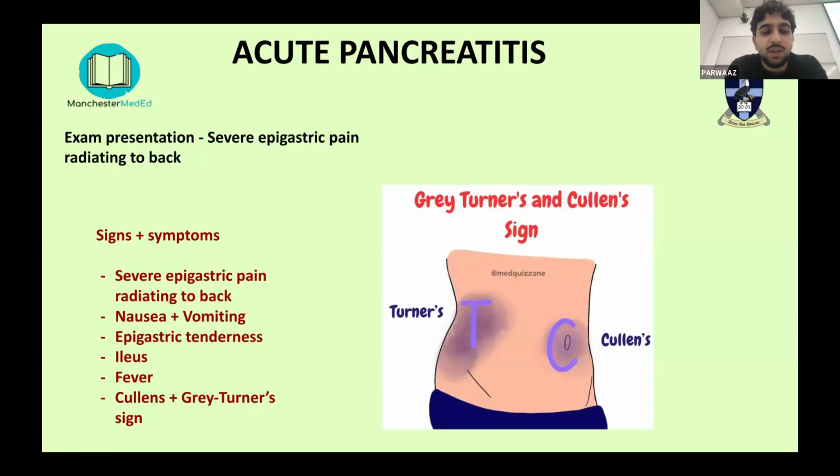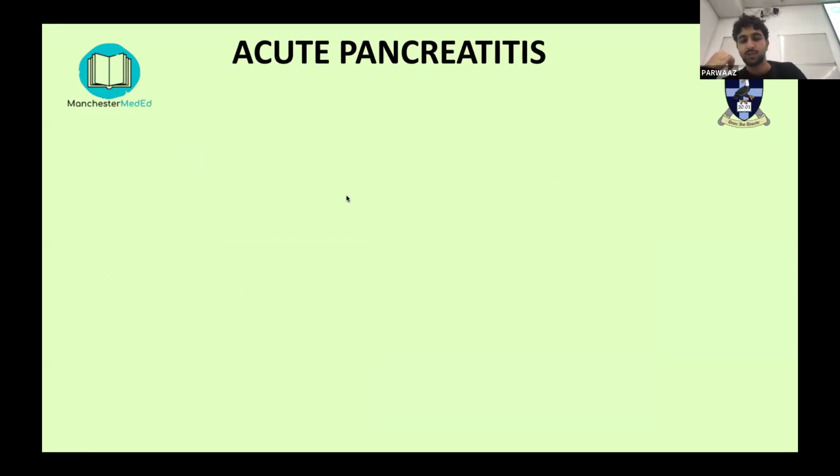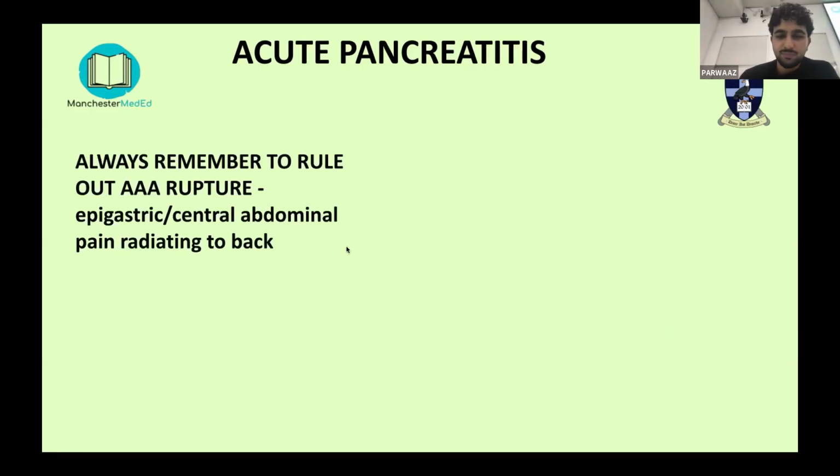It's usually accompanied with nausea and vomiting, epigastric tenderness, ileus, and I'll explain why patients can get ileus in a second. Fever, usually if there's an infective cause, and then something that a lot of you guys have probably seen a lot, but Grey Turner's and Cullen's sign. These are really late signs of pancreatitis. So this is what happens in what we call hemorrhagic pancreatitis. So in reality, if you see these signs on a patient, it's usually a very late stage presentation. So you probably won't see it, but it's a good thing to remember for your exam prep anyway.